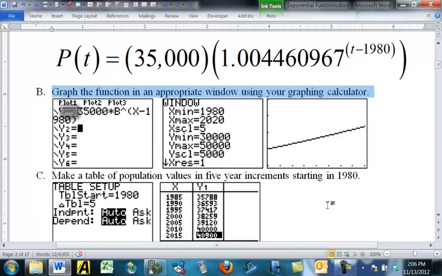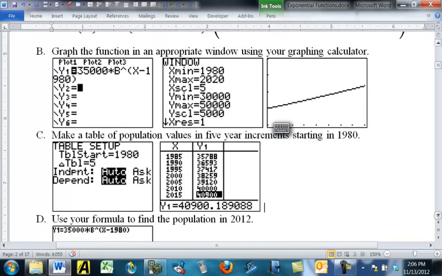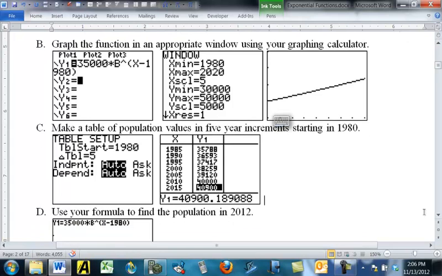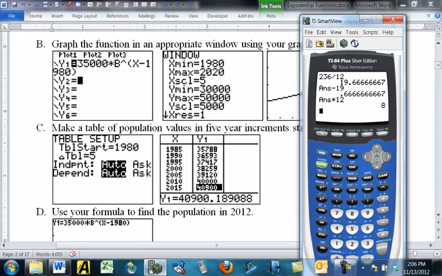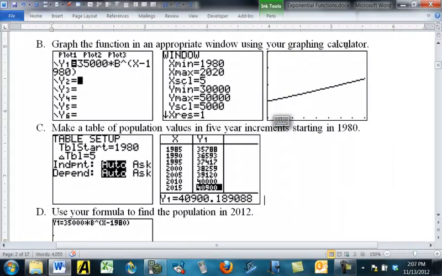Now make a population table. So we go to table setup on our calculator, which is second and then window, to set up our table. And we can do this as an automatic table if we start at 1980 and let the delta table, that is the delta x, be 5. And then we see we go x equals 1985, then 1990, 1995, and so forth. So those are your time values in years. That's the actual year number.